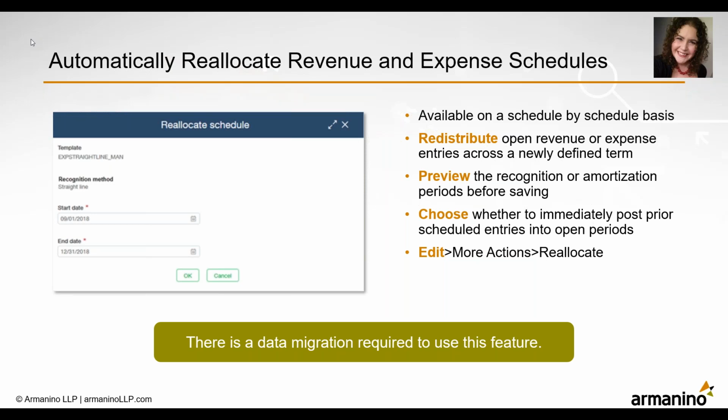So this is allowed to be made on a schedule by schedule basis. Any of the revenue schedules that you have in the system, it allows you to basically redistribute that revenue. This can only be used if your revenue schedule has a recognition method of daily rate or straight line. Those are your only options, and you will not see the reallocate option unless you are in edit mode.